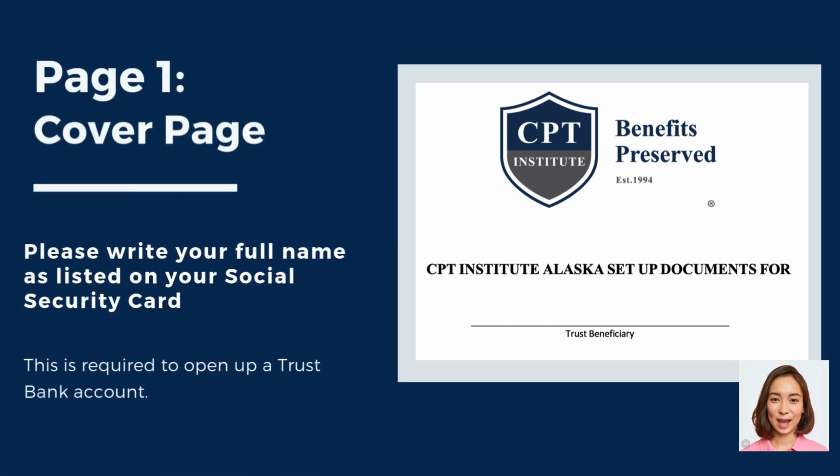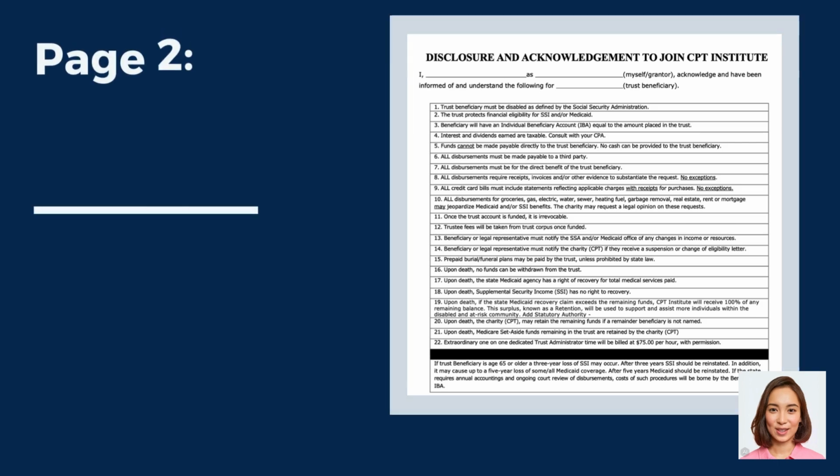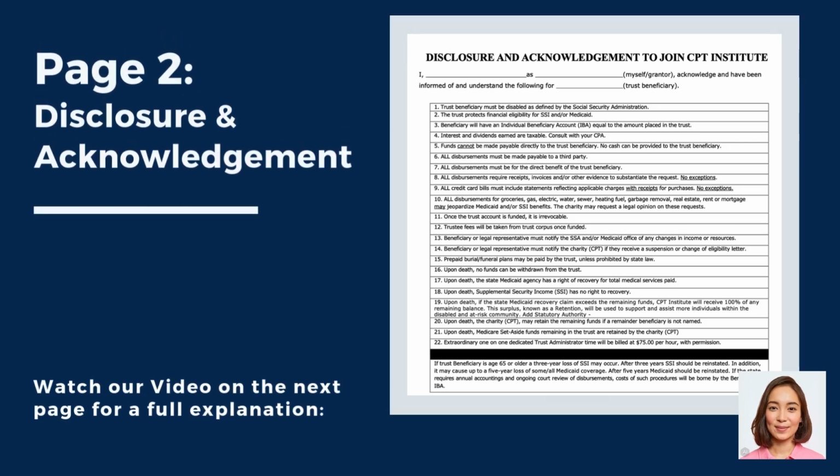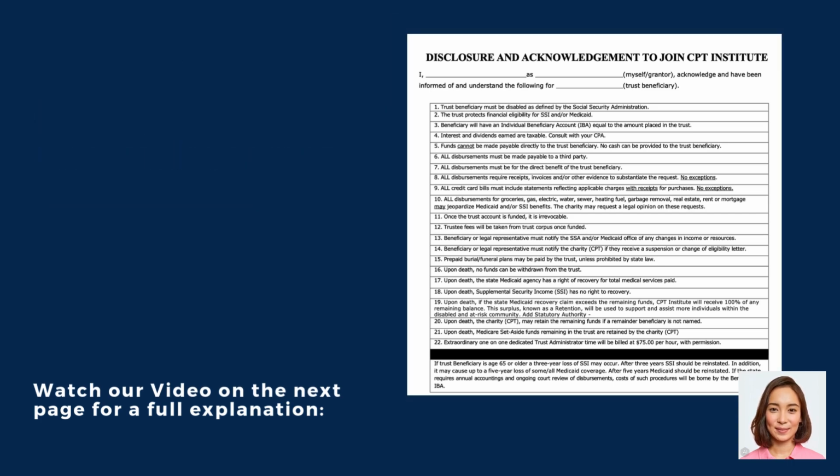Page 1 is the cover page. Please confirm or fill in your full name on the trust beneficiary line, and it must match your legal name on your Social Security card. This is required to open up a trust bank account. Page 2, Disclosure and Acknowledgement. Please watch our video on the next page for a full explanation. We want to highlight some key points, specifically sections 11, 15, and 19. Please read them carefully as many of our frequently asked questions tend to relate to these areas.